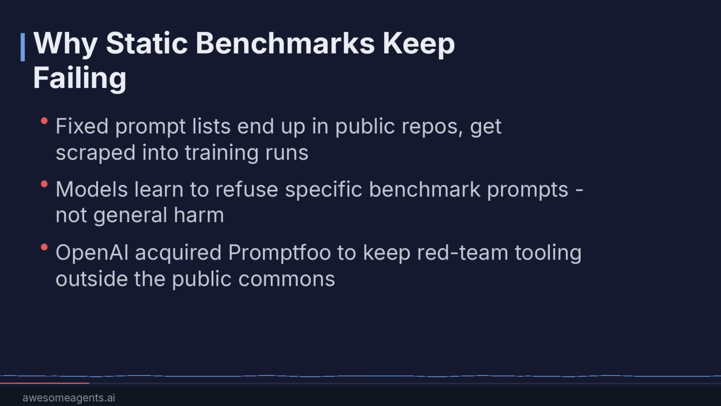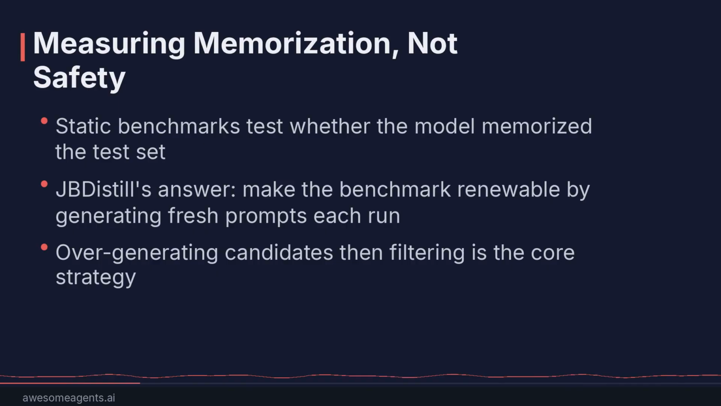And what's the core idea? So most safety benchmarks are static. You build a list of adversarial prompts, you test the model against them, you report a refusal rate. JBDistill argues that model is broken because those fixed prompt lists end up in public repos, get scraped into training runs, and the model learns to refuse them specifically. So you're measuring whether the model memorized the test, not whether it's actually safe. Exactly. And JBDistill's answer is to make the benchmark renewable. You produce a fresh set of adversarial prompts every time you need to evaluate a new model.